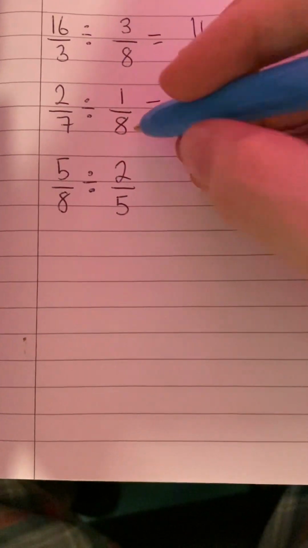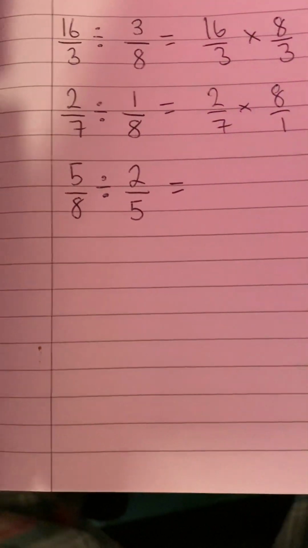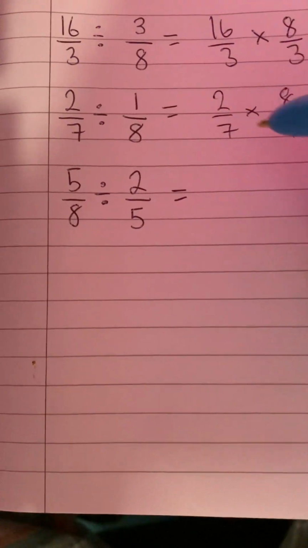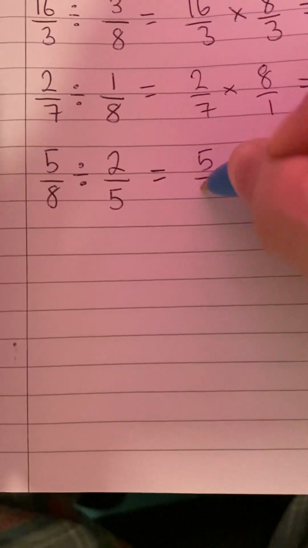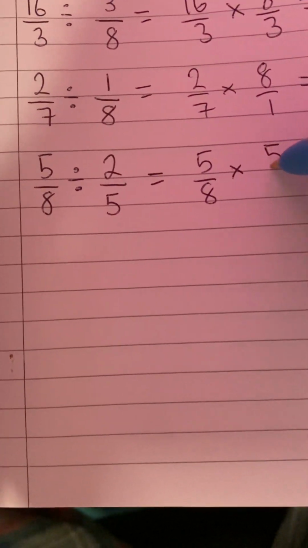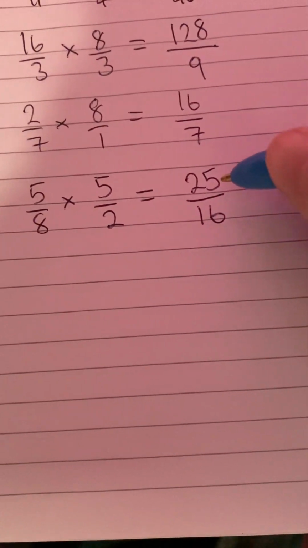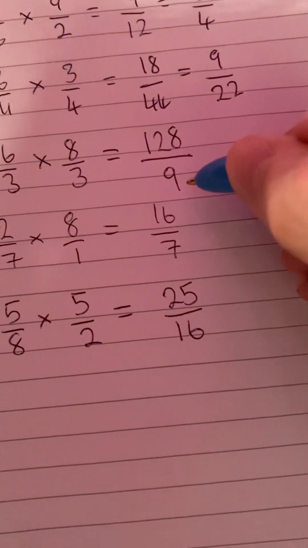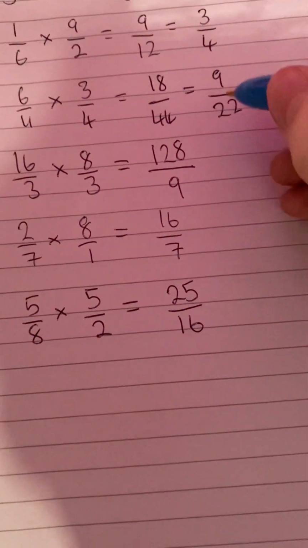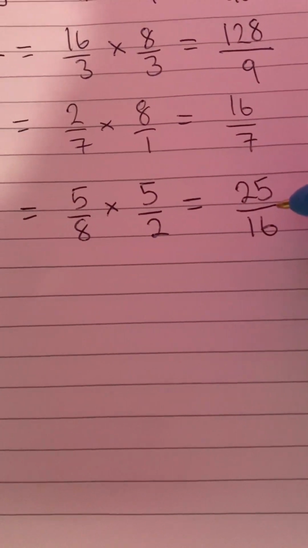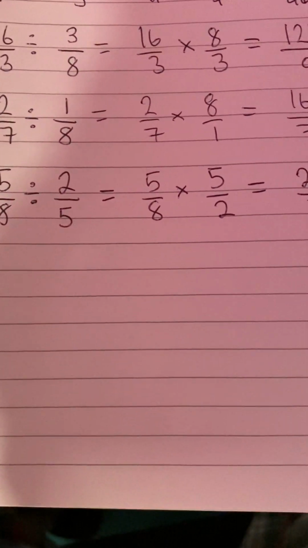And then the very last one. Hopefully this is a plethora of examples on how to do this, because this will be what the homework is on. So this is going to be 5/8 times 5 over 2, which is equal to 25 over 16. This doesn't simplify any further, as these are coprime. So that's your answer. That's how you divide fractions.